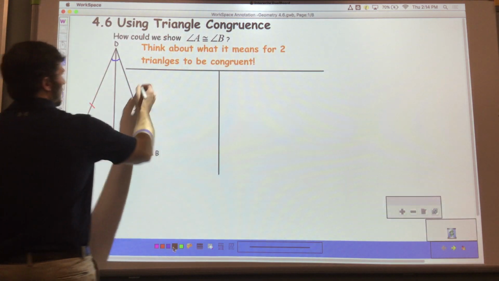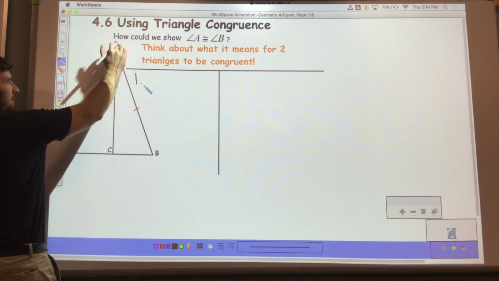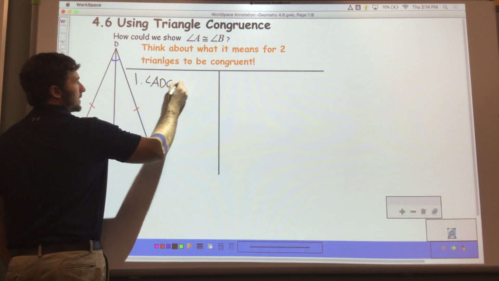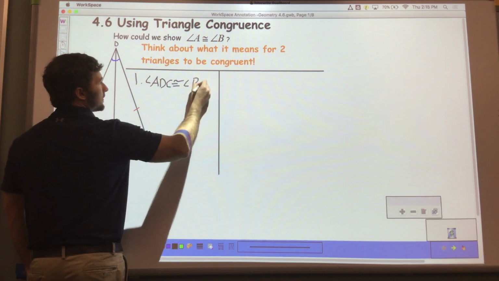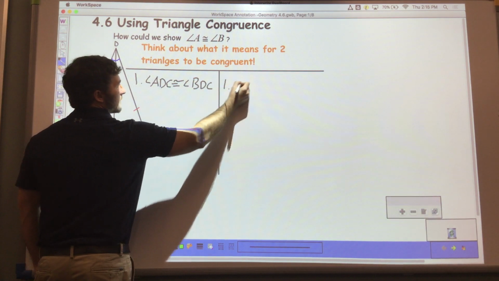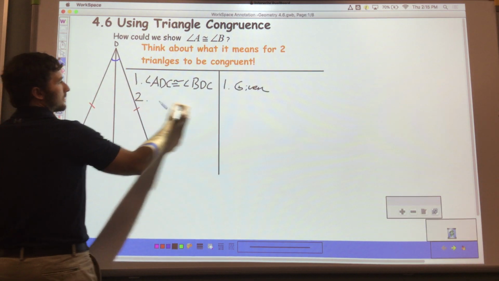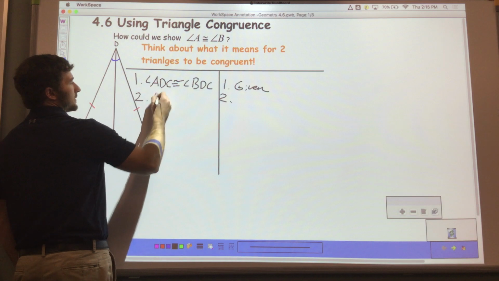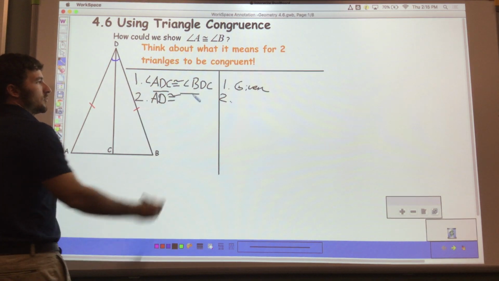So obviously, we start with our givens. So we have angle ADC is congruent to angle BDC. And we have another given: segment AD is congruent to segment BD.